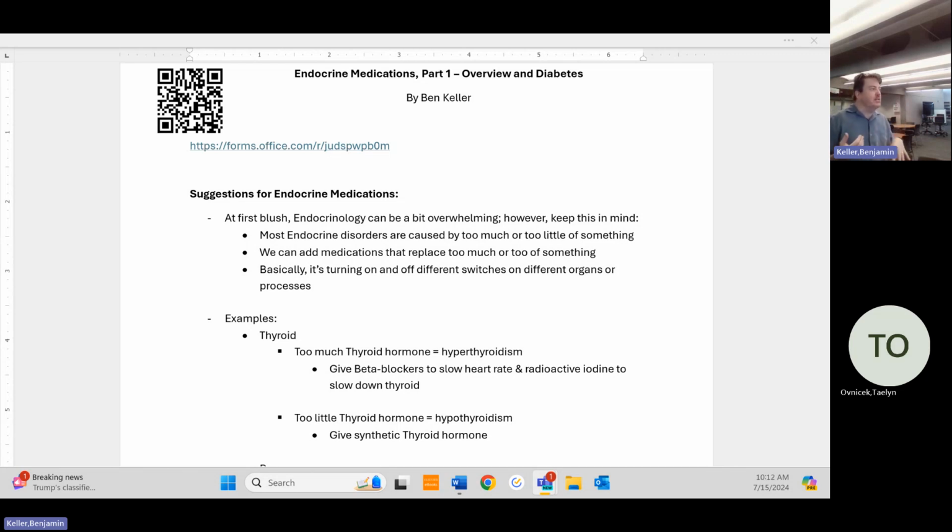So we can add medications and we can replace if we need to replace something or we need to turn something off, or we can add medications if we need to turn something on or turn something down. So there's a lot of things that we can do with the endocrine system, which is really cool. It's basically a bunch of on and off switches until we want to get the lighting levels just quite right, if that makes sense, or some other kind of image like that. So let's go through some of these different pieces here.